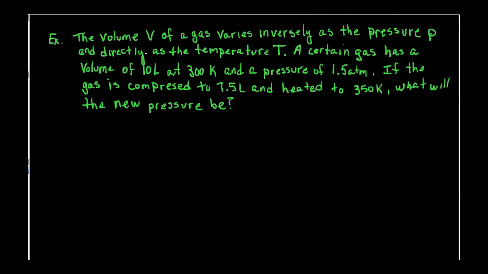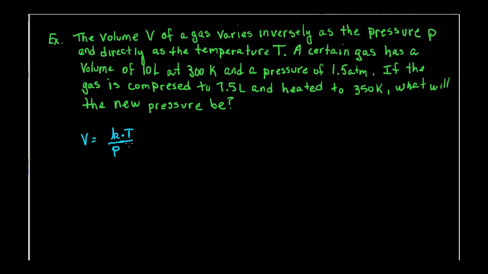So this is an example of a combined variation. We have the volume V. It is varying inversely as the pressure P, so that means we have some value K divided by the pressure P, and then it's acting directly as the temperature T. So the constant of variation K is being multiplied by the temperature T. So we have V equals K times T divided by P.